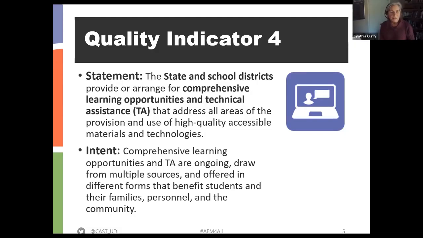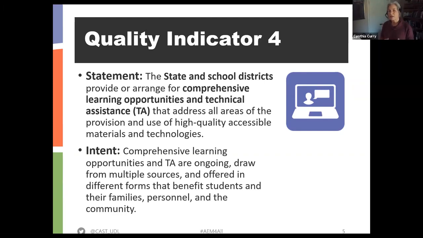So the statement for Quality Indicator 4 is that both the state and the school districts provide or arrange for those comprehensive learning opportunities in NTA that address all areas of the provision and use of accessible materials and technologies that are accessible and high quality.